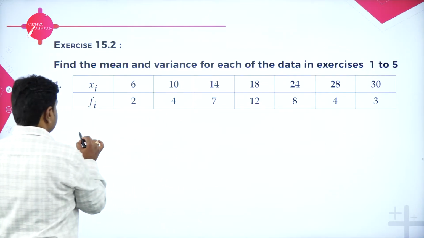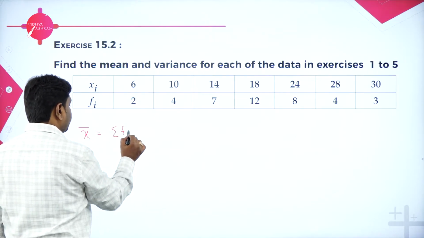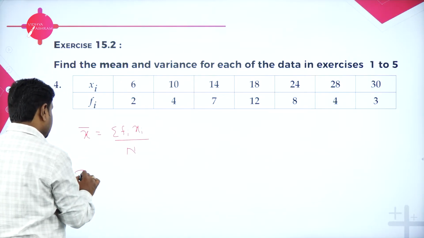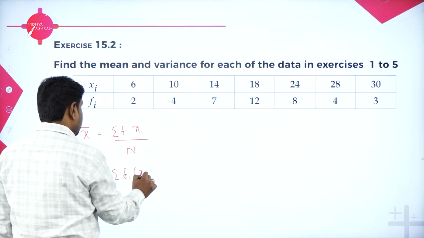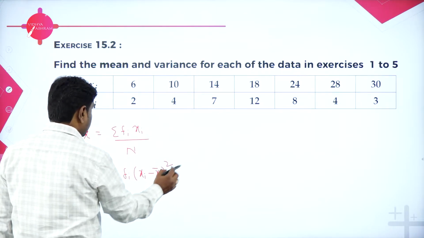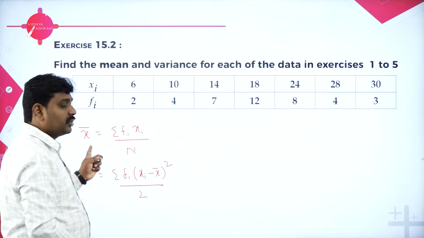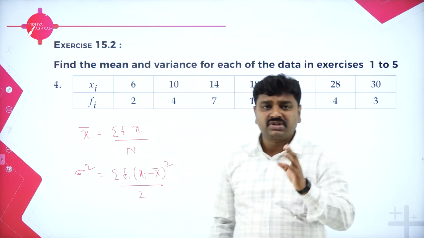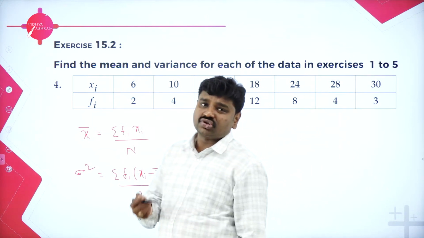So first I told you mean, how to calculate mean? Mean is sigma fi into xi by n, all of you know. And then is variance. Variance is symbolized by sigma square, that is sigma fi into xi minus x bar the whole square by n. And depending on this, we should create the columns. What is mean formula of group data? Sigma fi xi by n, n is sum of frequencies. What is variance formula? Sigma fi into xi minus x bar the whole square by n.